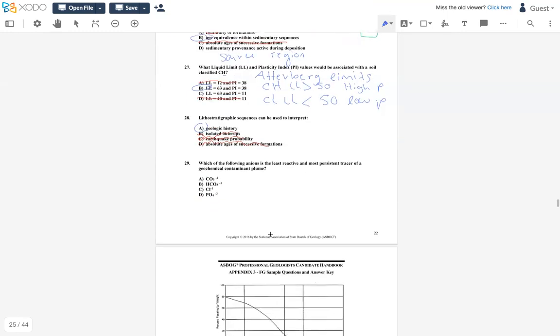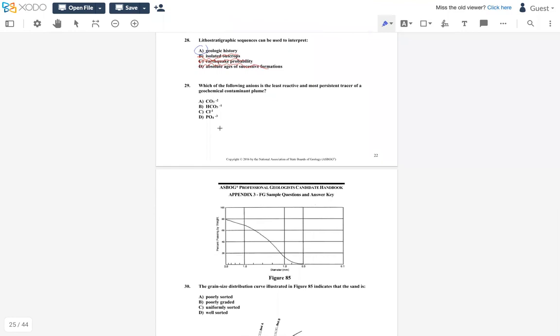All right, I'm going to go ahead and just move up a little bit for 29. Which of the following anions is the least reactive and most persistent tracer of a geochemical contaminant plume? Carbonate, bicarbonate, okay. So what is this question really asking me? Do I need to know how to trace a contaminant plume? Like, this is the fundamentals of geology exam. This is not the PG exam.